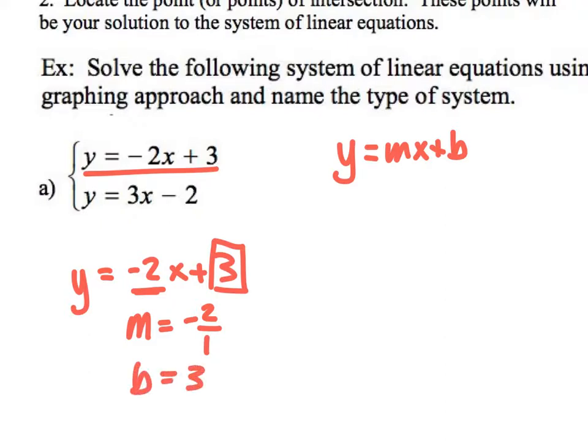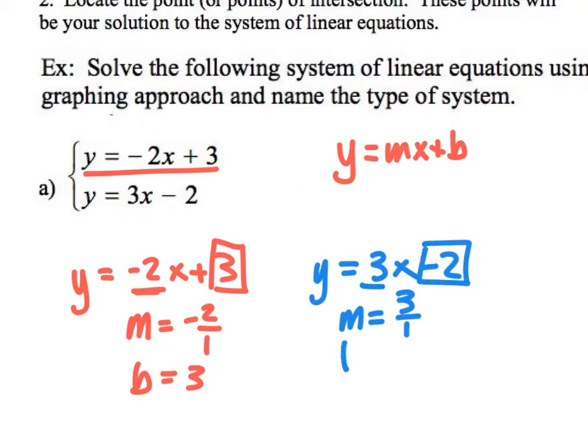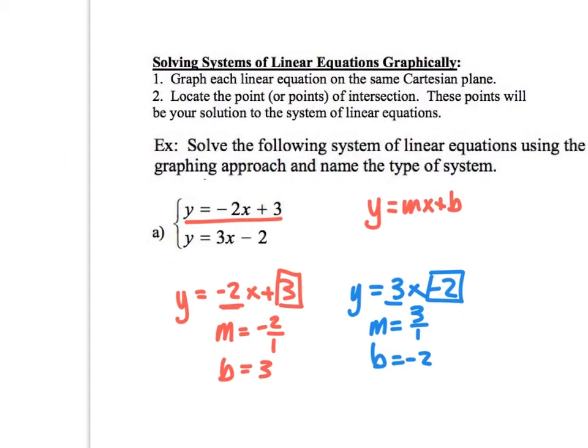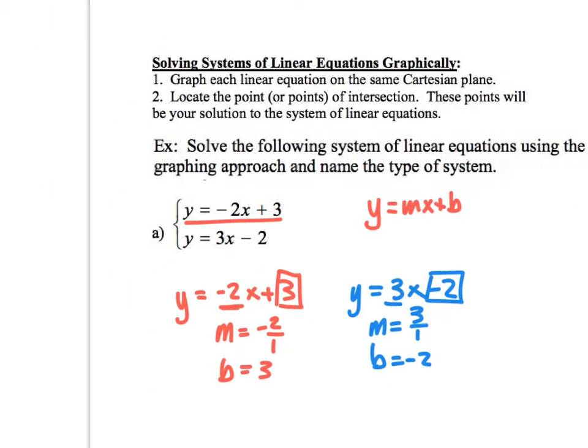And my second one, the equation y equals 3x minus 2, has a slope of 3 over 1. I write it over 1 when I write my slope just so I know what my rise and run is, so I don't get confused. And then my y-intercept, so b is equal to negative 2. All right, so let's graph both of these on the same graph.